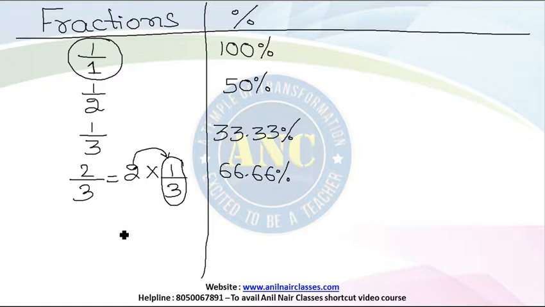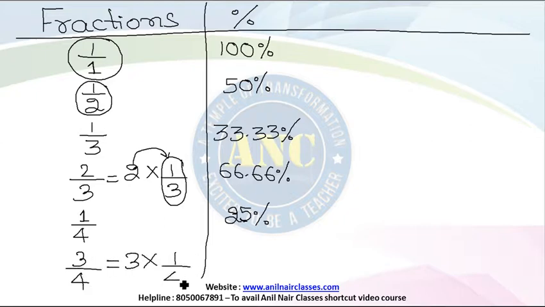Now increase the denominator simultaneously. It becomes 1 by 4. 1 by 4 is 100 divided by 4, which you already know as 25%. If I again increase the numerator, it becomes 2 by 4. 2 by 4 is nothing but 1 by 2, already written here. Next it is 3 by 4. 3 by 4 is 3 into 1 by 4, and 3 into 25% is 75%. And next it becomes 4 by 4, which is nothing but 1, already written.